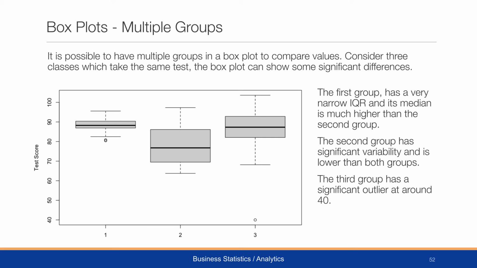Now, when we use box plots to compare multiple groups, we can see what's going on between them. We get an idea of the spread of the distribution, and of how one group compares to the other. The first group has a very narrow interquartile range and has its median much higher than the second group. The second group has significant variability and is actually lower than both groups. And the third group seems to have a significant outlier at around 40. The reason I'm doing this is to show you how box plots can be used to really understand how to look at data together.